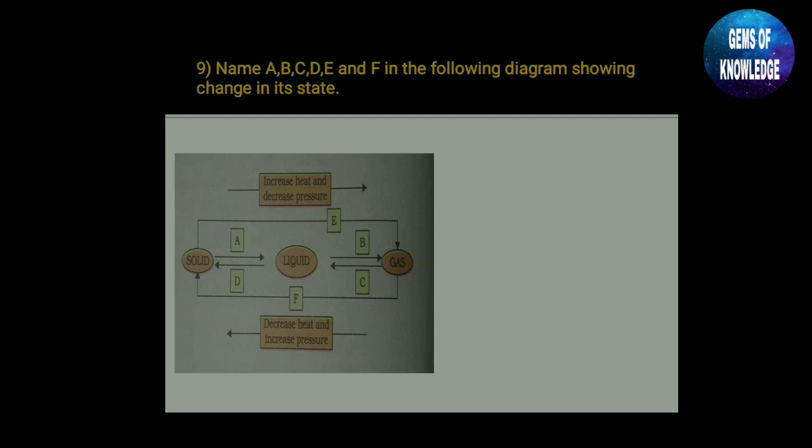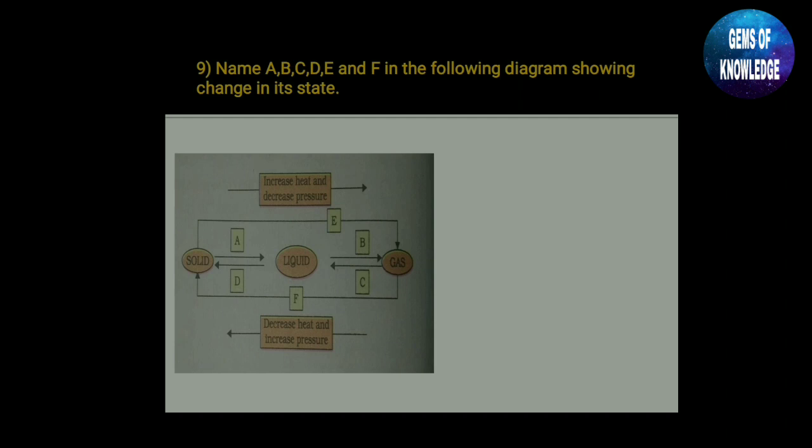So last question, moving to the last question here, that is the 9th one. Name A, B, C, D, E and F in the following diagram showing change in its state. So here a diagram will be given and we have to identify A, B, C, D, E and F which are present in the diagram. Okay, so here you can see the diagram. Here solid is changed into liquid and that is named as A. So in the diagram you can see solid is converted to liquid and on the top of that it is given as A. So we have to identify what this A is.